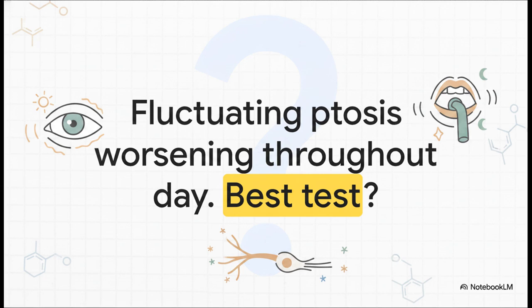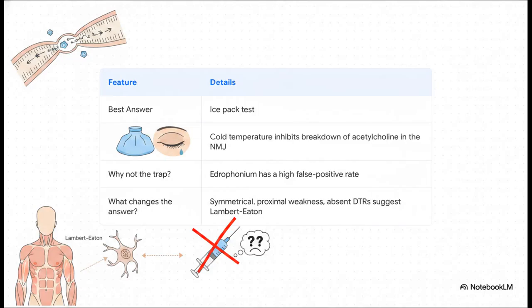Okay, you have a patient presenting with fluctuating ocular weakness like ptosis and bulbar weakness like dysphagia that notoriously gets worse as the day progresses. What is your immediate, best initial bedside move? The best answer is absolutely the ice pack test. Applying cold directly to the eyelid inhibits the breakdown of acetylcholine in the neuromuscular junction, which temporarily improves the ptosis.